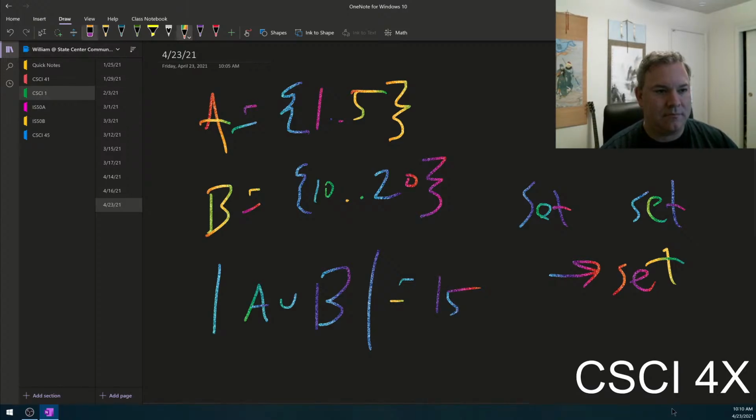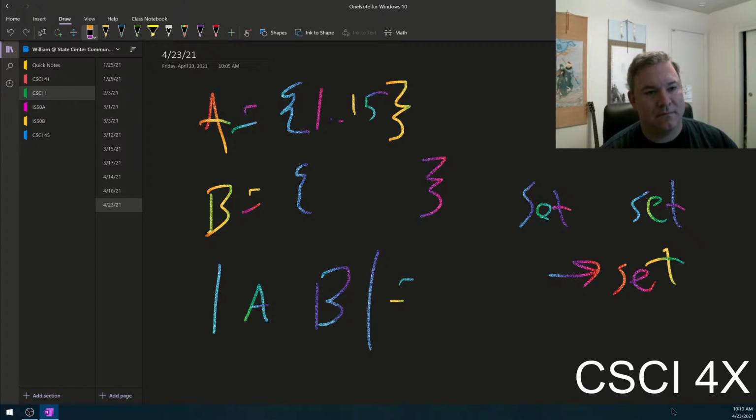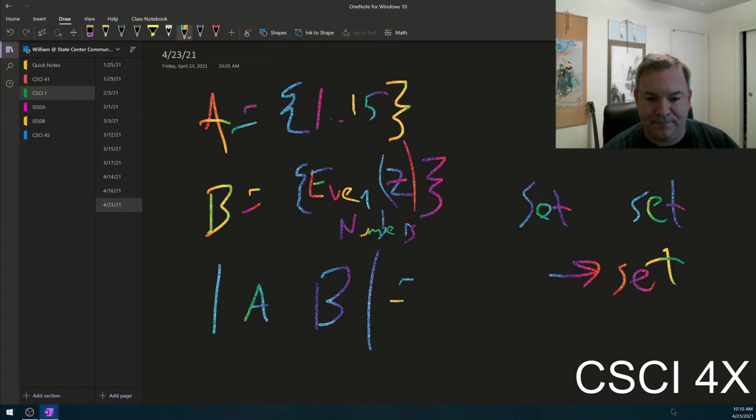All right. You guys are good in this. Let's do one more. A is 1 through 15. And B is even numbers. Even integers. What is the size of the intersection of A and B?